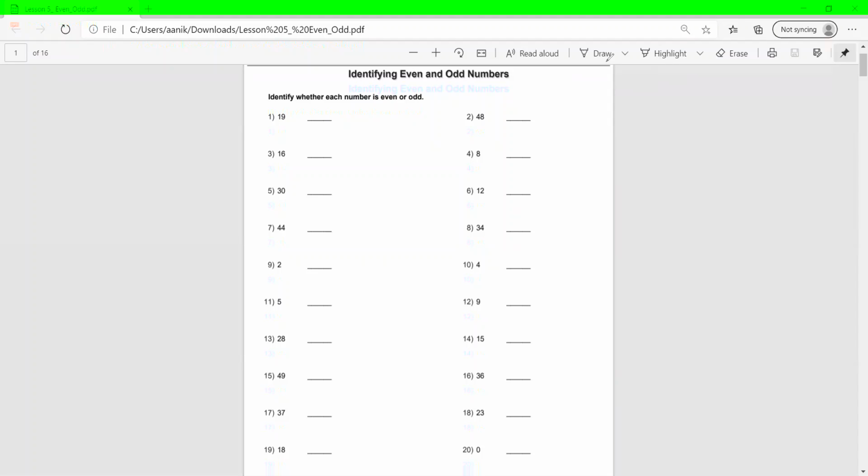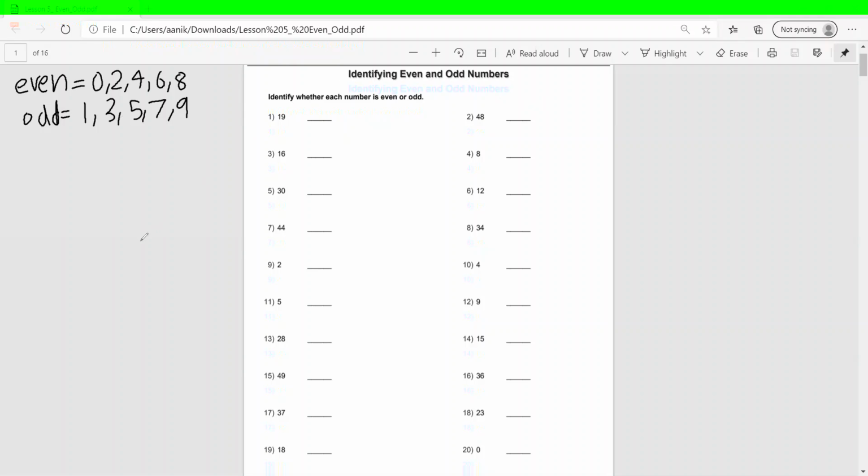Today's lesson is going to be about identifying even and odd numbers. So first, let's define what even and odd numbers are. An even number is a number that ends in 0, 2, 4, 6, or 8. And an odd number is a number that ends in 1, 3, 5, 7, 9.